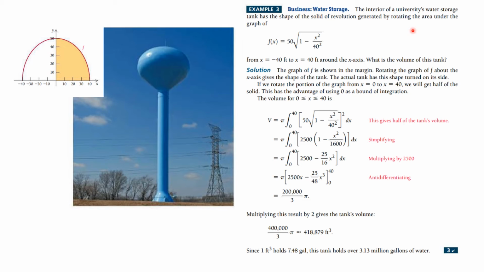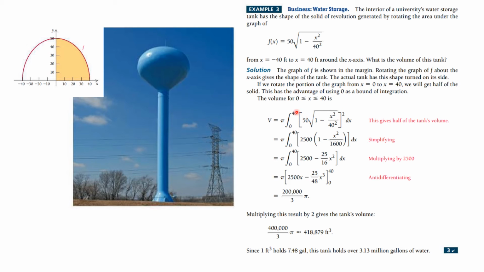So the interior of a university's water storage tank has the shape of a solid of revolution generated by rotating the area under this graph. Then this is the ellipse, so that's the area under the graph, and we're rotating it around here. We're going from -40 to 40. So we're getting an elliptical kind of thing, and that will have a volume. So what is the volume of this tank? Well, I showed you the graph, and here's the picture, so that is all good.